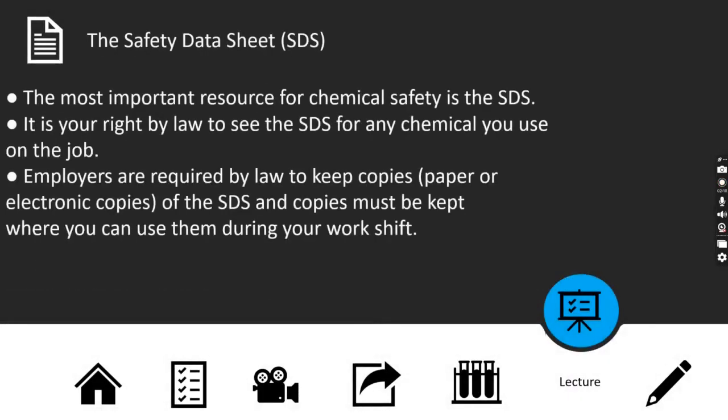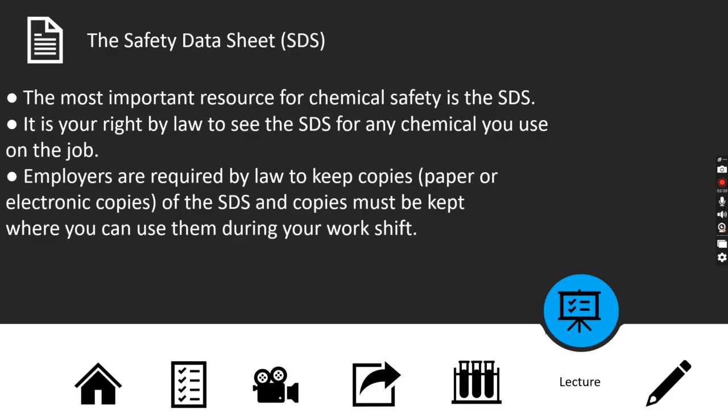Safety data sheets. Safety data sheets have 16 sections. They're the most important resource for your chemical safety. It is your right by law to see SDS sheets. Technically, there can be electronic copies, but if your electronic system goes down and you still have to come to work and do your work and you don't have paper copies, that's illegal.